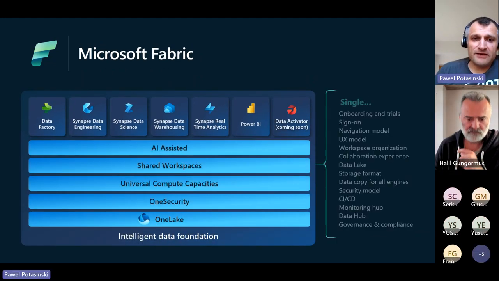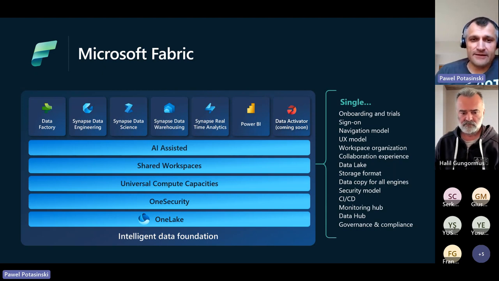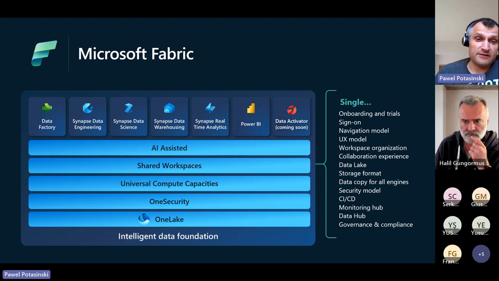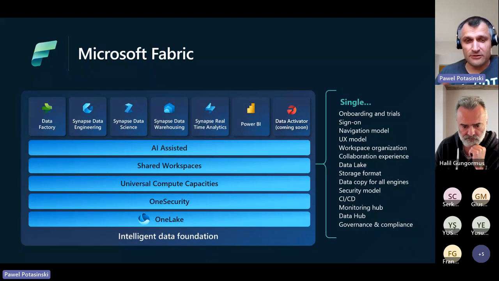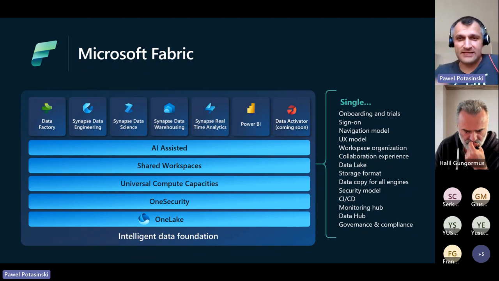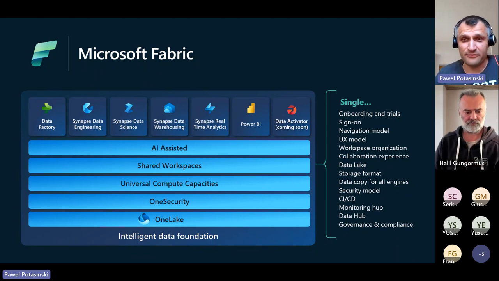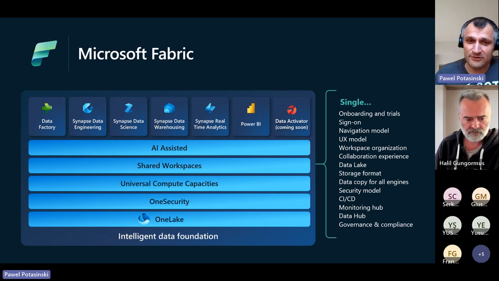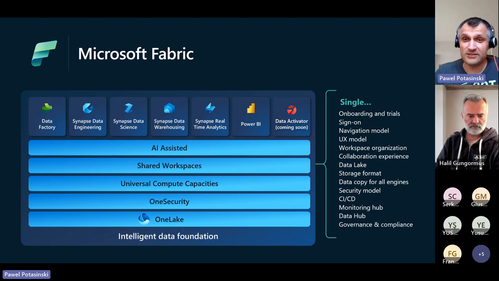There is also this concept of having lots of things in common, or let's say unified. So we have common storage for workloads in OneLake. We have one trial for our workloads. You just start one trial and have all workloads available for you. You have one sign-on experience. You have the same user experience for all workloads. You have organization of all the items, lakehouses, pipelines, everything in workspaces, just as you know it from Power BI. You have one CI/CD process. You have one security model, and you have central monitoring and management. So pretty much everything is unified.